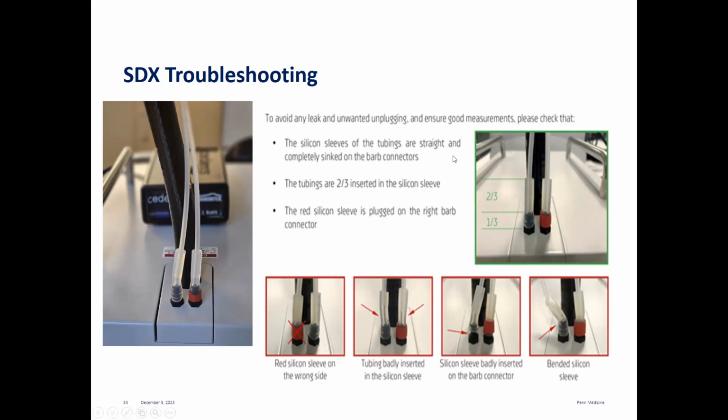So down at the bottom shows you the things that can happen. The red silicone sleeve is on the wrong side. The tubing is badly inserted in the silicone sleeve. See how it's crooked? And there's a gap here. This silicone sleeve is badly inserted on the barb connector. See how it's not fully flush there where the arrow is pointing, and it's bent. This could cause a hard time in the breath flow. Won't flow through the tube.